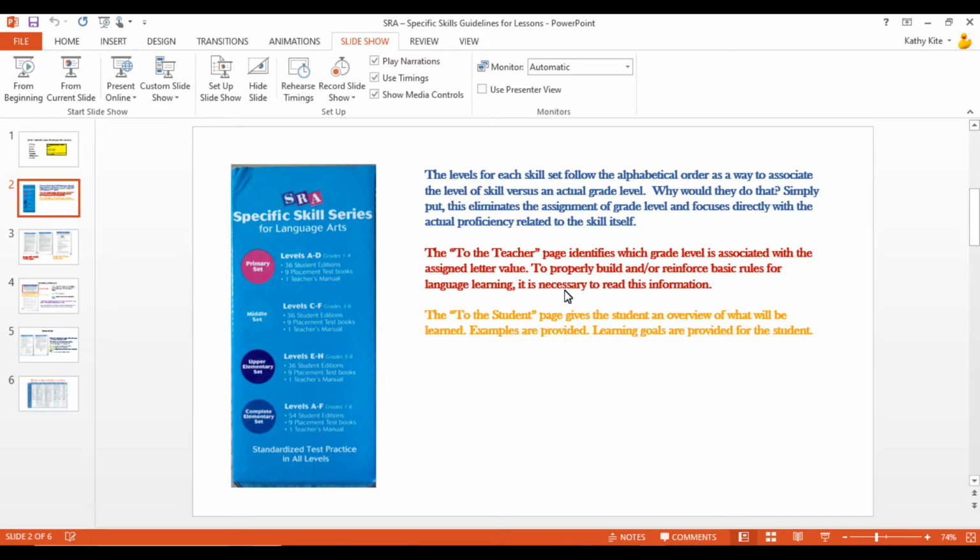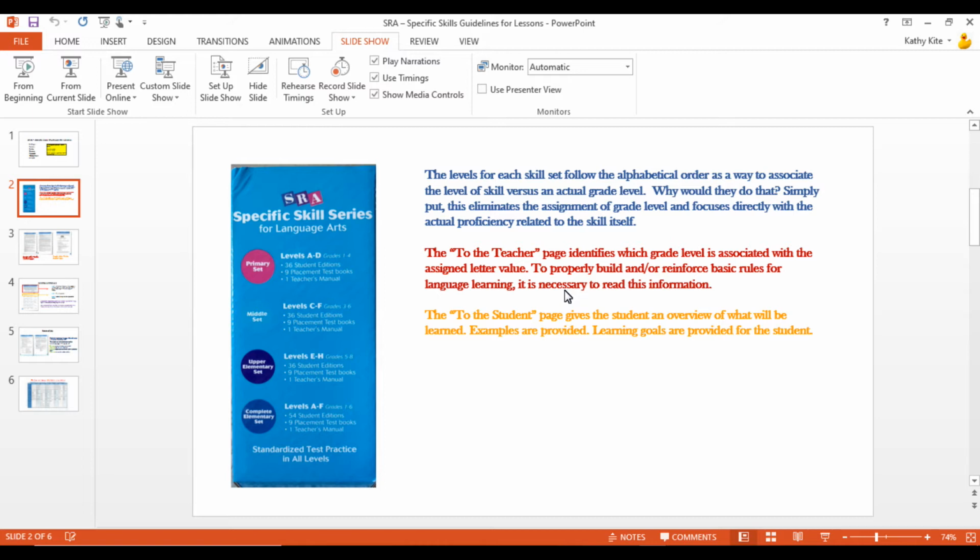Here is the breakdown on how the levels work, what I had just mentioned. Your primary set, obviously levels A through D, middle set C through F, upper elementary E through H, and complete elementary sets A through F. Now this doesn't really mean much, because each individual book is going to have the grade level in its association to the book level. So you just have to make sure that you read the To the Teacher section and To the Student section to identify grade level.